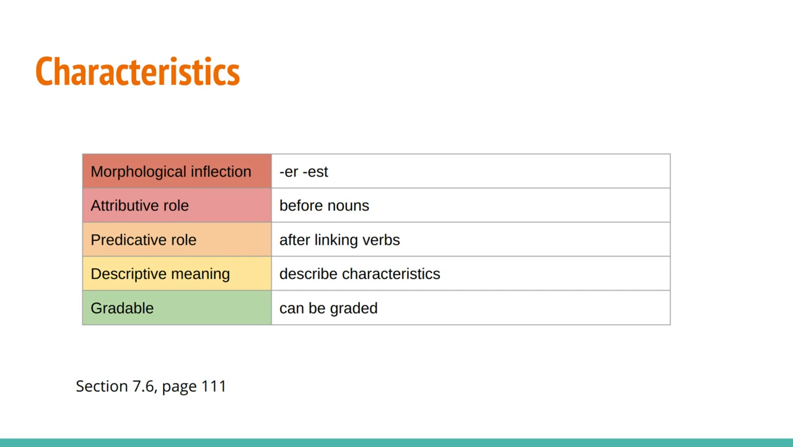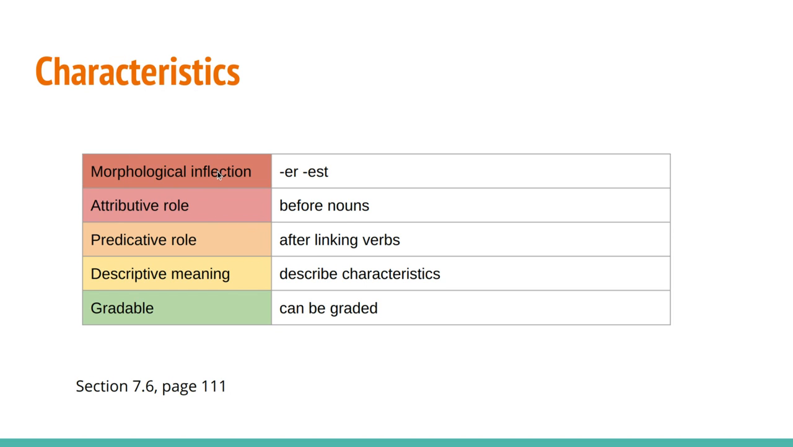Perfect, the adjective perfect cannot be graded. It cannot be graded because something is perfect or it's not. So I cannot say this is more perfect than that. So gradability is another of the characteristics that a central adjective has to have to be considered central.